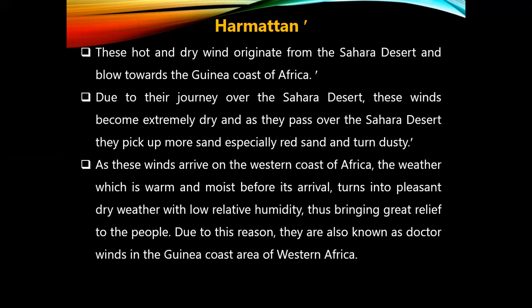Harmattan. These hot and dry winds originate from the Sahara Desert and blow towards the Guinea coast of Africa. Due to their journey over the Sahara Desert, these winds become extremely dry, and as they pass over the Sahara Desert, they pick up more sand, especially red sand, and turn dusty.